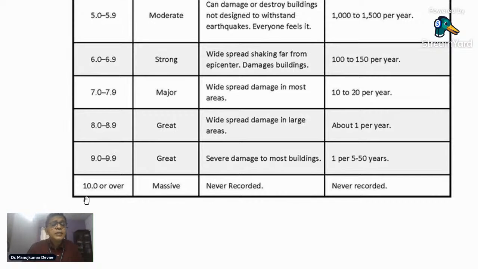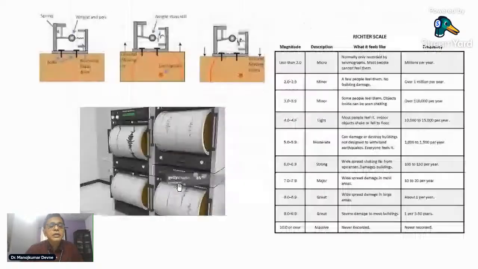And finally, 10 is massive. We have never recorded such types of earthquakes. Massive would basically mean the land crushing and crumpling just like a wave of water. You'll see that land will roll up like a wave and fall down as a wave, if ever we have an earthquake of a magnitude of around 10 on the Richter scale.